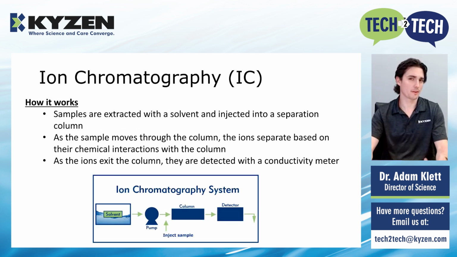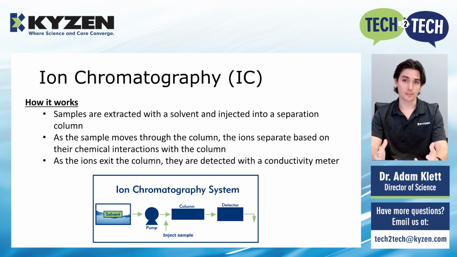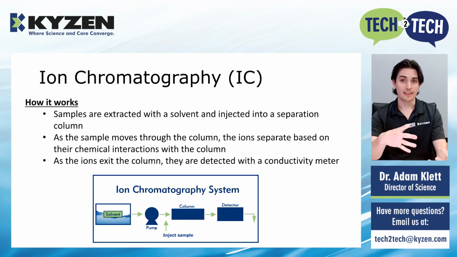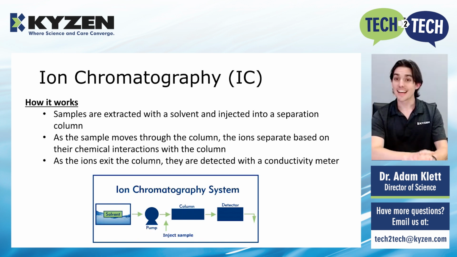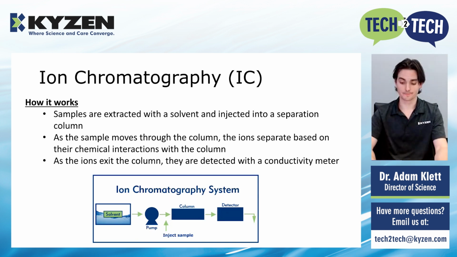So how does an IC system even work? Well, first, a sample board is placed into a clean bag with an extraction solvent. Most of the time it's IPA and water, to allow those ions present on the board to dissolve. That solvent is then injected into the IC system. As the sample makes its way through the column, the ions are going to separate. The ions that have stronger chemical interactions with that column will take a lot longer, and the ions that have weaker interactions will elute much quicker. As the ions exit the column, they're then detected, in most systems, using a conductivity detector.